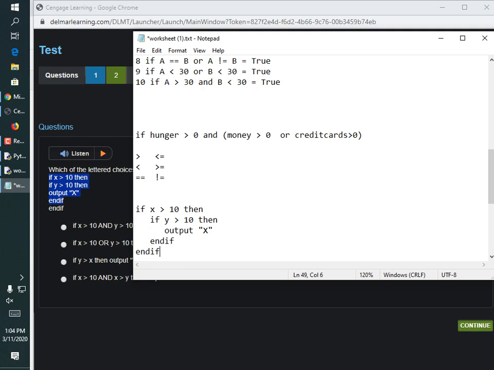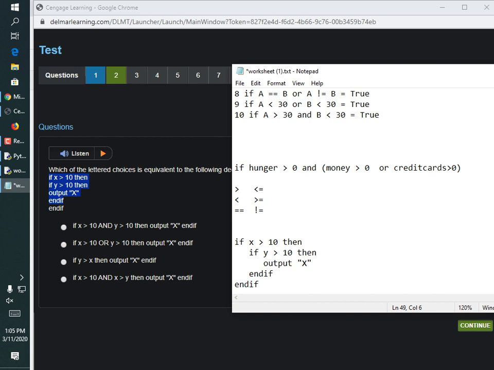Which of the letter choices is equivalent? Now, if you have two things nested like it, is it okay for just only one of them to be true? Is it going to get to that statement if only one of these ifs is true? Well, what if this wasn't true? What if x was 0? Would it even get there? You know how statements work. If this is false, is it going to get to the indented code?